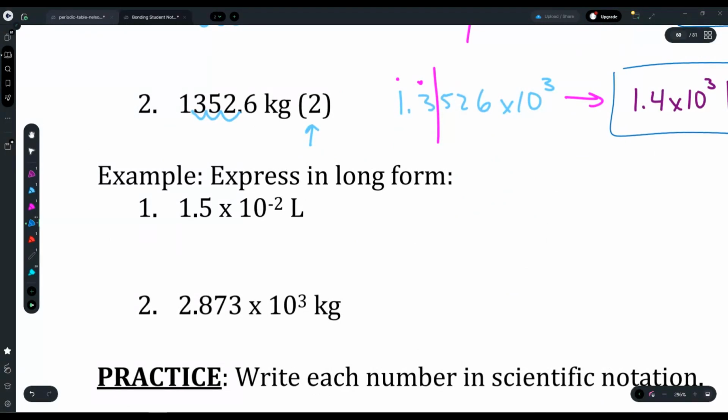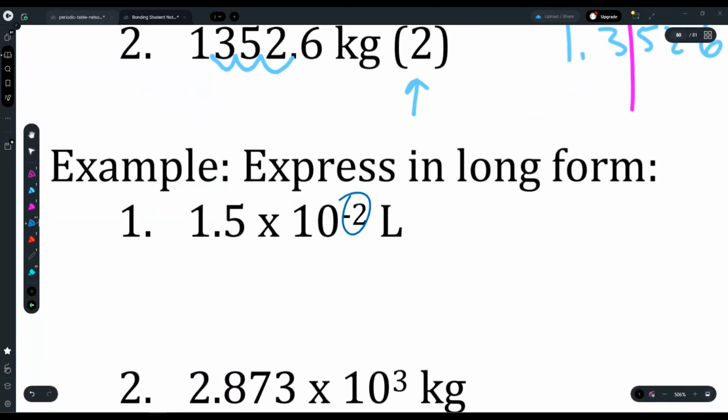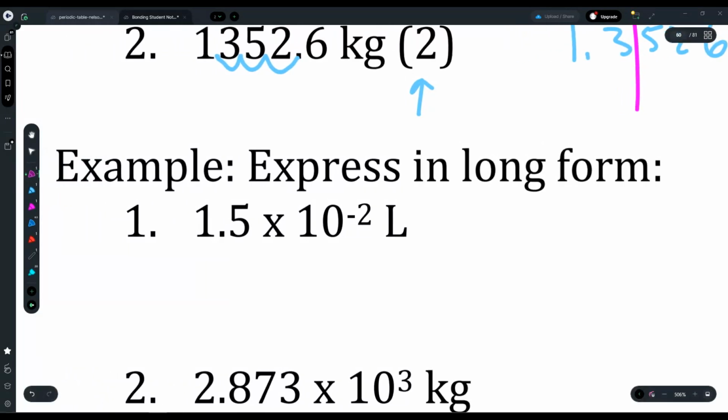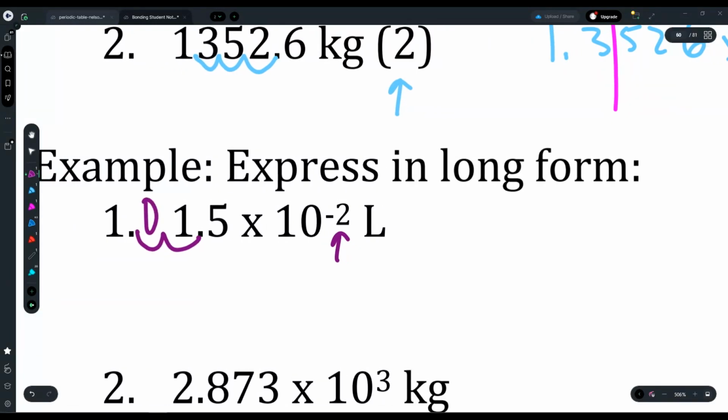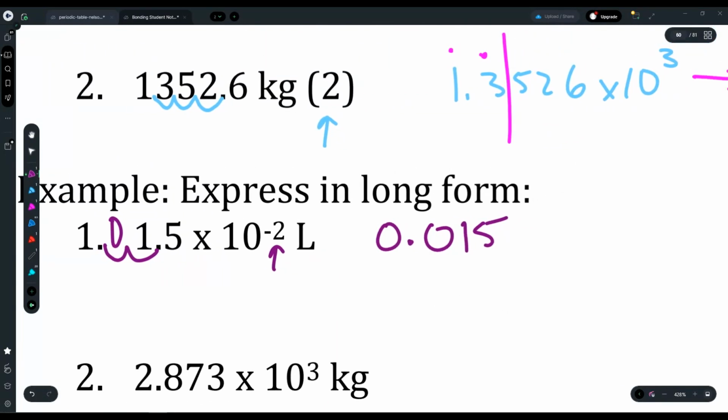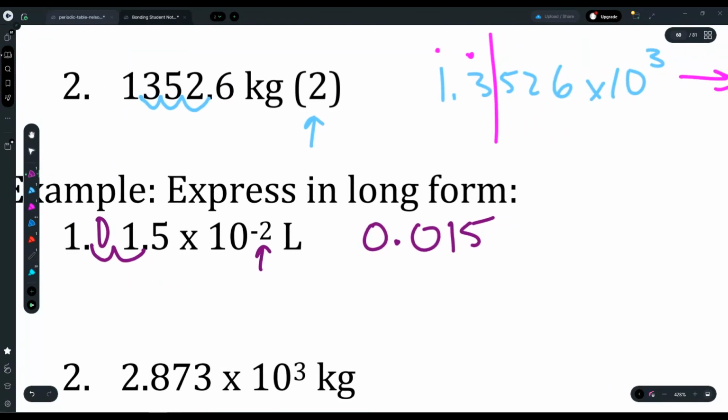All right, for the next example, we're starting with scientific notation, and we're expressing these numbers in long form, or sometimes I call it original form. The exponent is negative here, which means my number is between 0 and 1. So I'm going to be moving my decimal over to the left 2 spots. So 1, 2, and then I just fill the space with a 0. So if I write this, 0.015. We're not asked for a specific amount of sig digs, so I'm not going to worry about that. I'm just going to put in units.